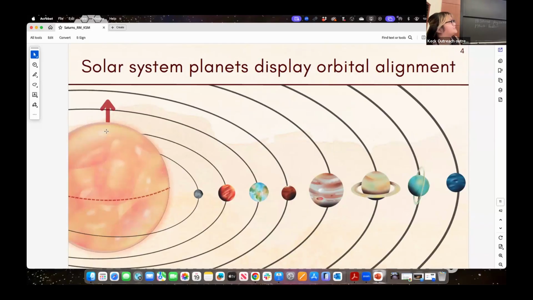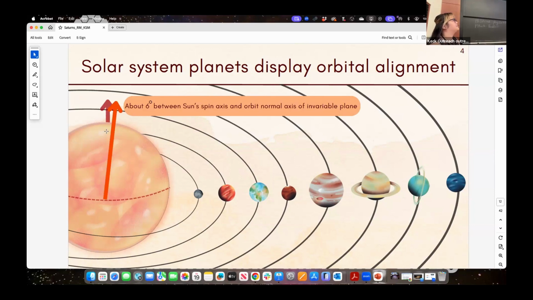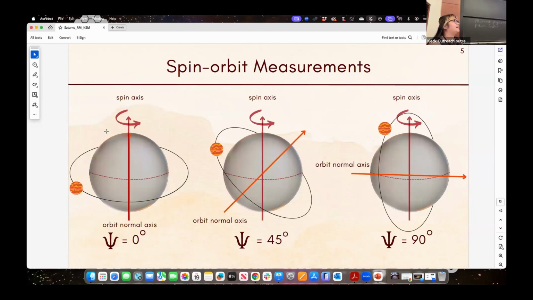And our solar system is actually a really good example of an aligned orbital system. The spin orbit angle for our system is about 6 degrees. But a range of spin orbit measurements have been found, with systems being characterized as misaligned. An example you see here on the right is where psi is equal to 90 degrees, and this is referred to as a polar planet.